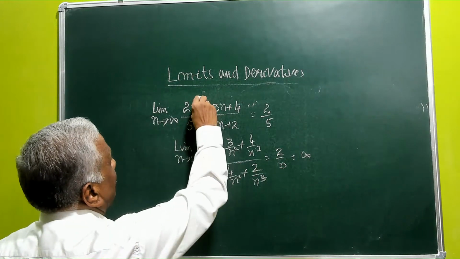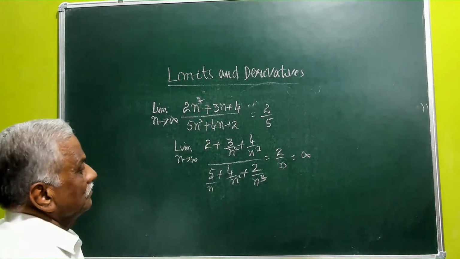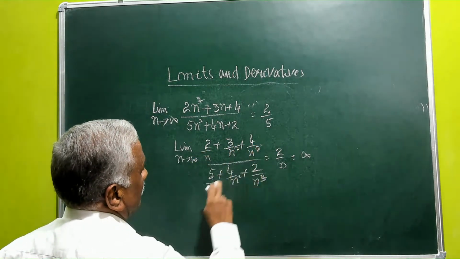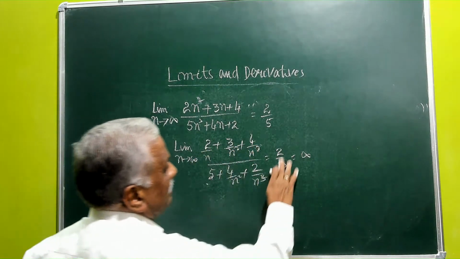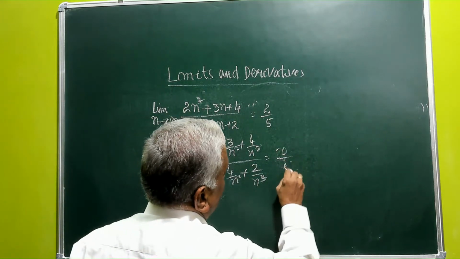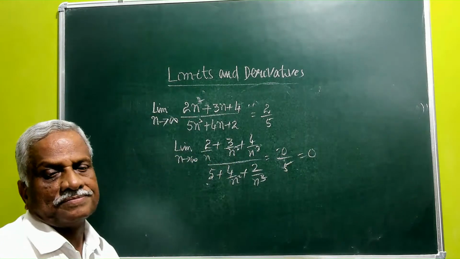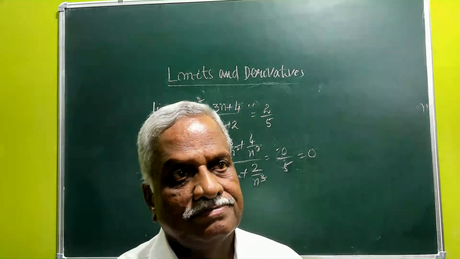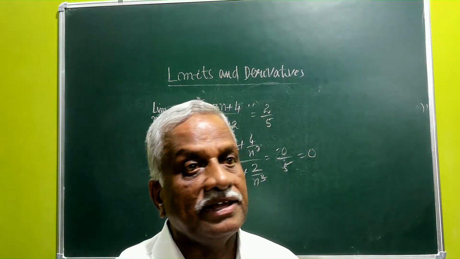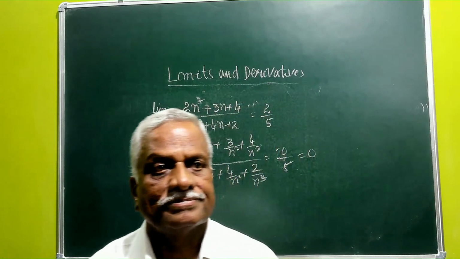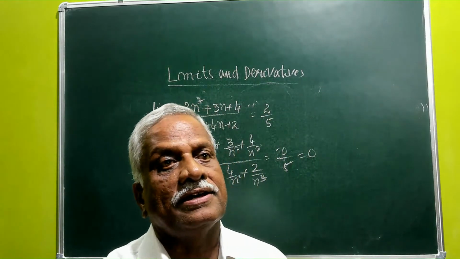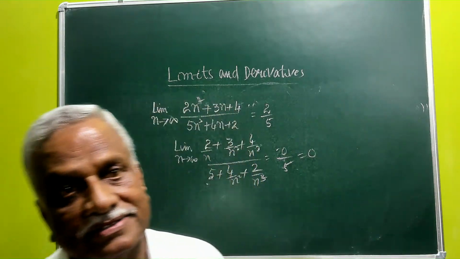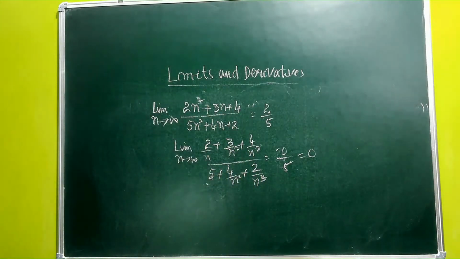On the other hand, if denominator cube is more, so you will get n here and you will get 5. So you get 0 by 5, that is 0. So you can remember like this. Both the degrees are same: the answer is coefficient of the highest degree of numerator and denominator. If denominator degree is highest, then it is 0. If numerator degree is more, then it is infinite. So that you can work such problems.